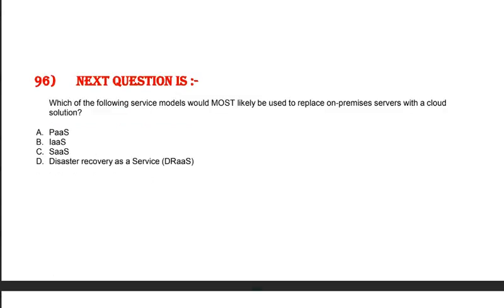Question is, which of the following service models would most likely be used to replace on-premises servers with a cloud solution? Option A, PaaS. Option B, IaaS. Option C, SaaS. Option D, disaster recovery as a service, DRaaS. Correct answer is option B.